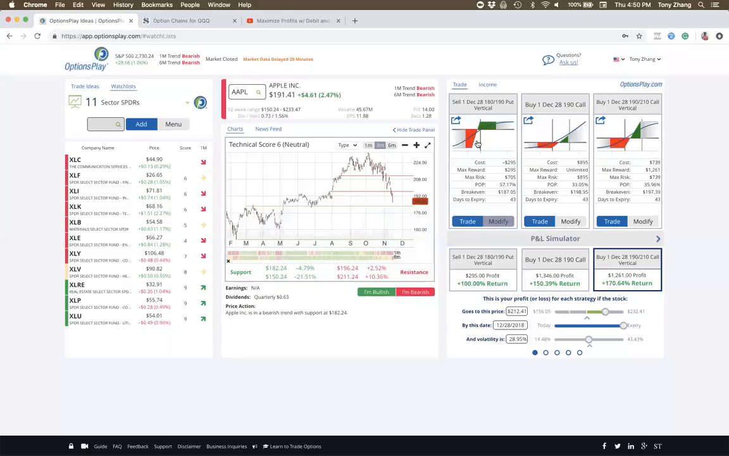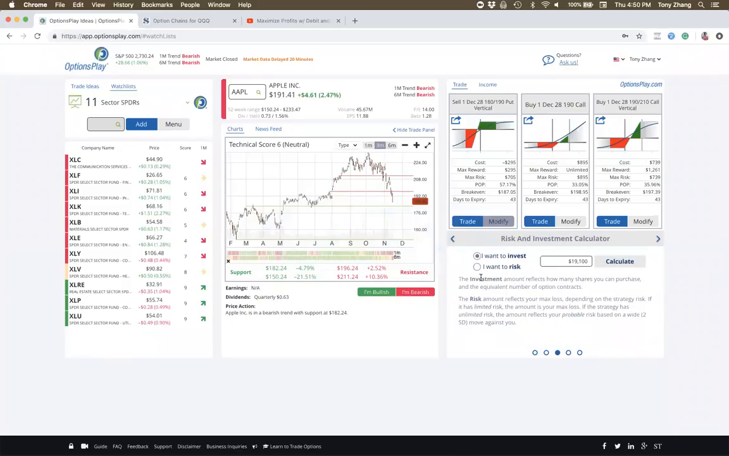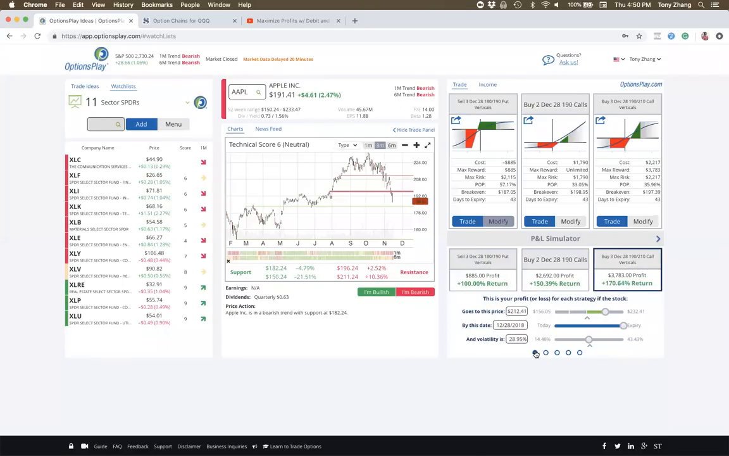Now, before we start comparing the credit spread to the debit spread, I want to first make sure we're comparing apples to apples. So first, let's say I'm willing to risk $2,500 on these three strategies. Here I can sell 3 contracts of the put credit spread. I can buy 3 contracts of the call debit spread. And let's see how these strategies perform depending on our views on Apple.